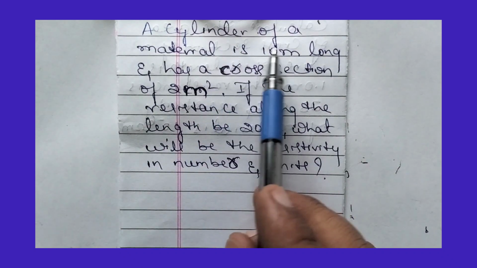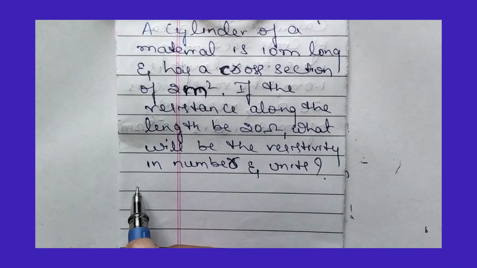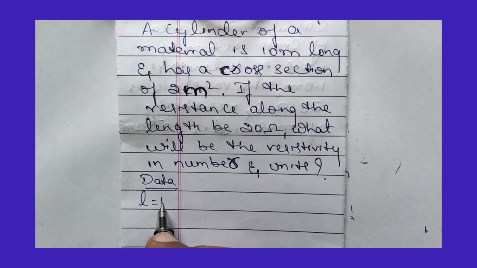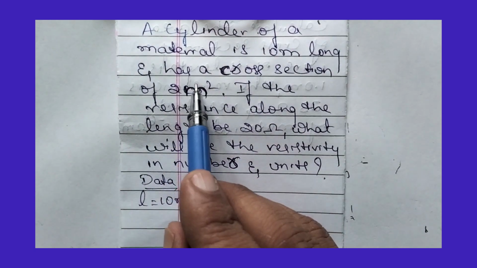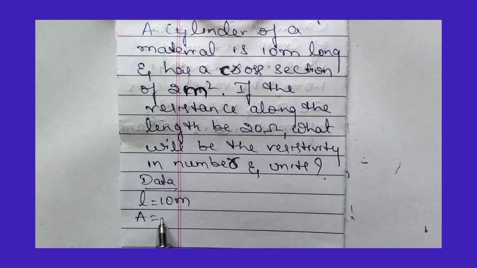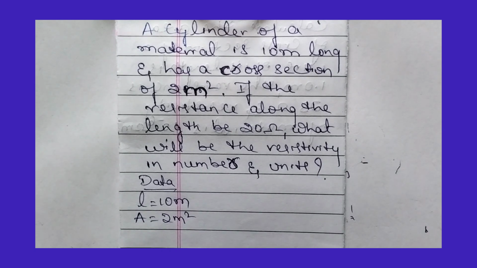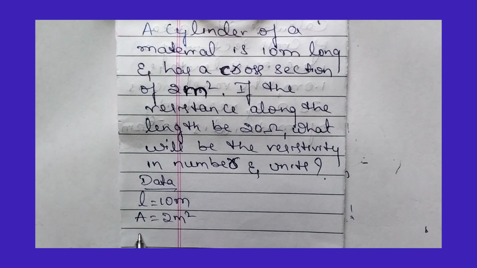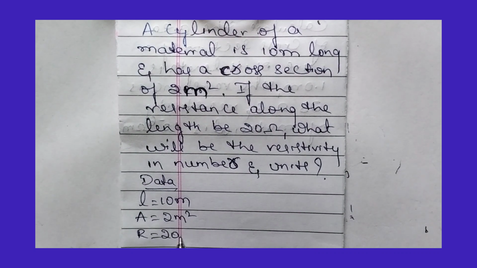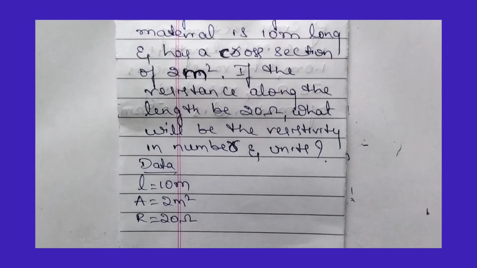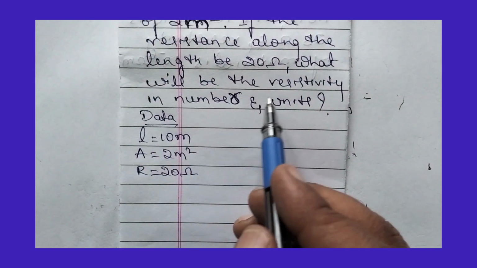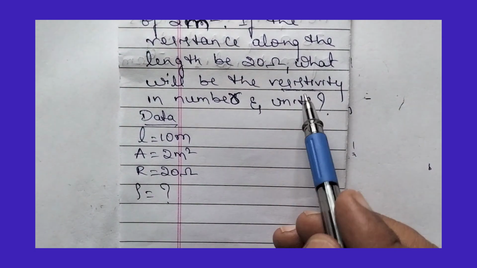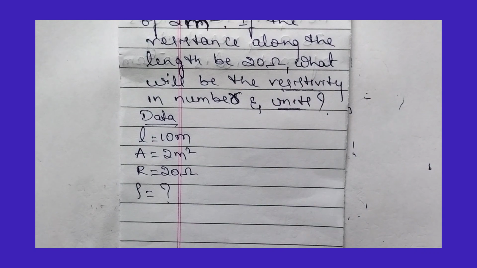Here it is given that a cylinder of a material is 10 meter long. Let us make a list of data. So length is equal to 10 meter. Then area of cross section given, A is equal to 2 meter square. If the resistance along the length be 20 ohm, R is equal to 20 ohm given. So length given, area given, resistance given, we have to calculate the resistivity. Rho is equal to question mark. Along with the rho we have to write the units of resistivity.